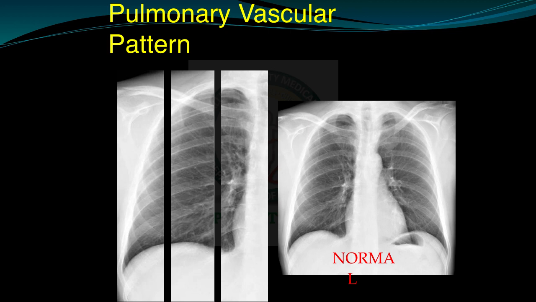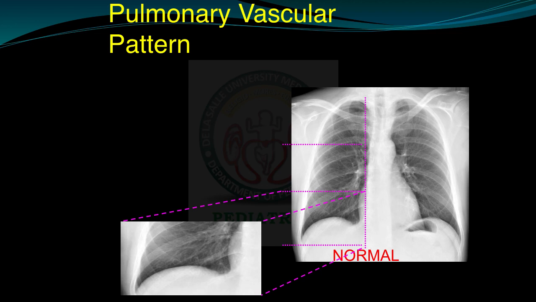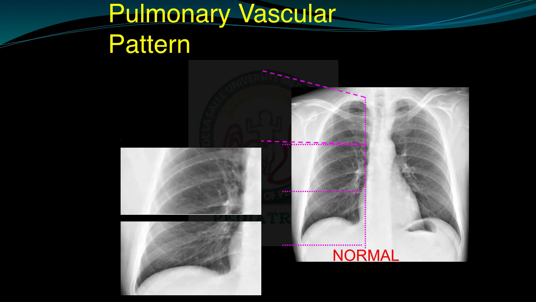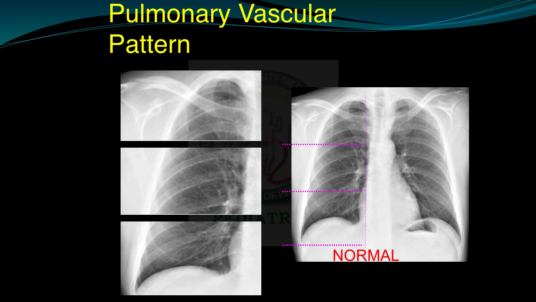Now also, you can divide the lungs into upper third, middle third, and lower third. And normally, the pulmonary vascular pattern should be limited to the middle and lower part of the lungs. And there should be no pulmonary vessels seen on the upper third of the lungs.